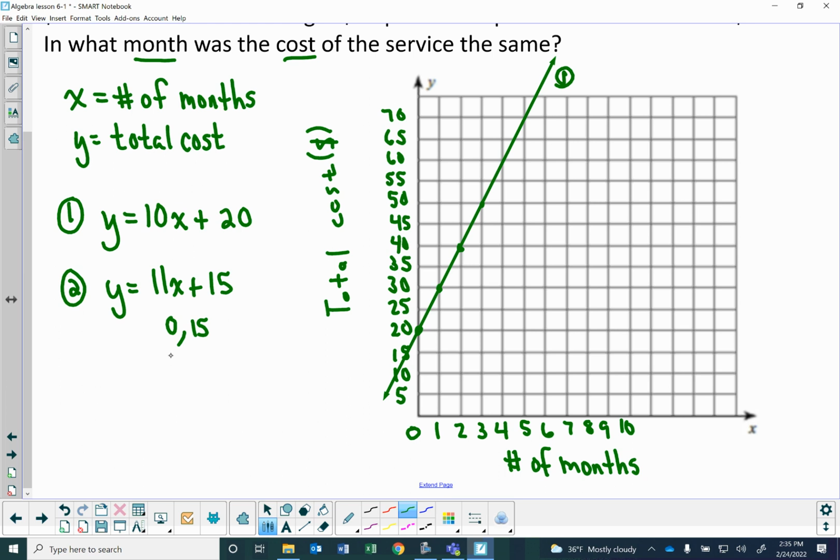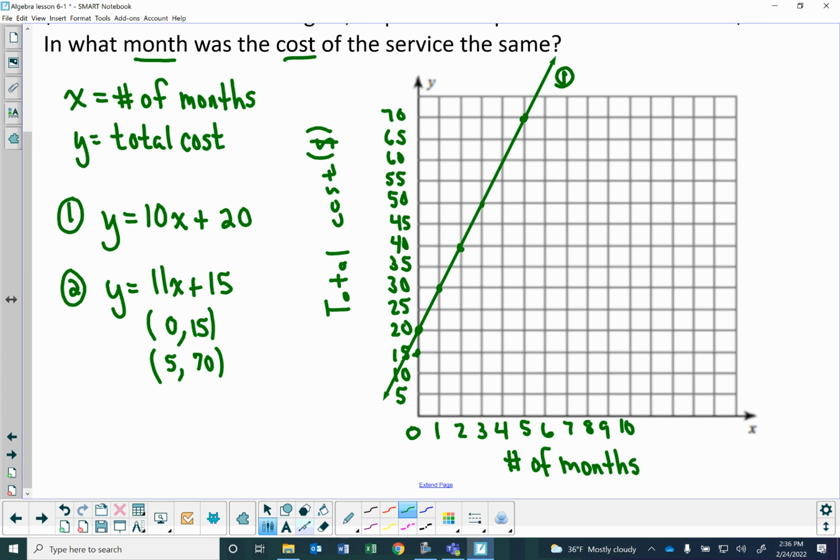So if I let x equal 5, y is going to equal 11 times 5, which is 55. 55 plus 15 is 70. So there's 2 points on my graph that I could graph. I can graph (0, 15), which is right here, and I can graph (5, 70), which is right here. Oh, what do you know? I think I found my intersection right there between my 2 points.